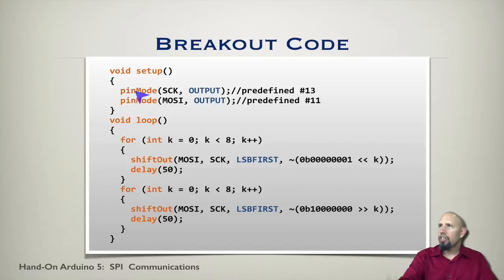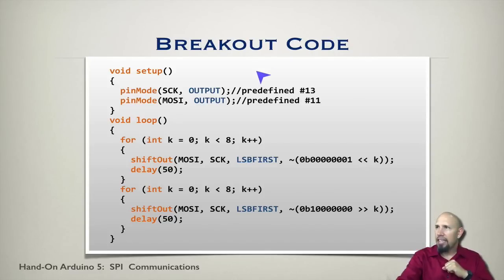So here's our setup routine, and basically we're going to set 2 pins to be outputs. Pin number 13 and pin number 11, so that's the clock and the master out slave in. Okay, so we've set those up. And that's all we need as far as setup is concerned. We don't have to set baud rates or anything. Everything else is predefined. So this is like the very simplest SPI communication. Very simplest. It is just doing the bare bones things.